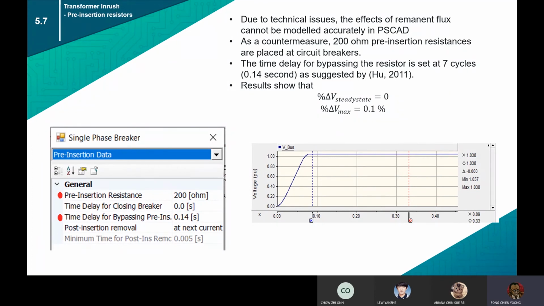So as a countermeasure, we insert 200 ohm resistances at each circuit breaker, and the time delay for bypassing the pre-insertion resistor is set at 7 cycles, as suggested by Hu in 2011. So the results show an improved change in Vmax of 0.1%.